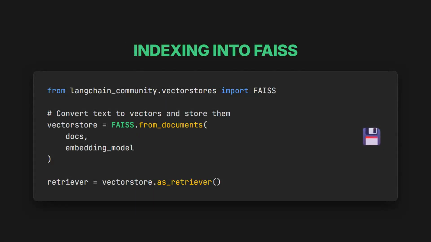Once we have the embeddings, we need somewhere to store them. Simple arrays are too slow. We use a vector database. In this example, we use FAISS, Facebook AI Similarity Search, which is great for local development. The code is one line: FAISS.fromDocuments. It takes your documents, runs them through the embedding model, and builds a specialized index for super fast search. We then expose a retriever, which is the interface we'll use to ask questions later.